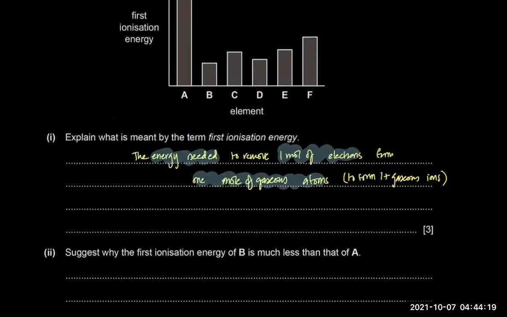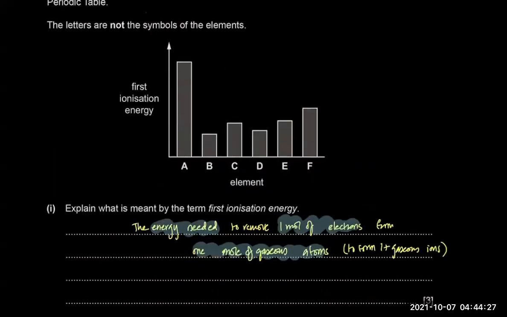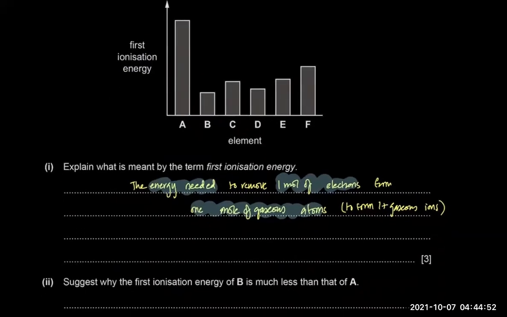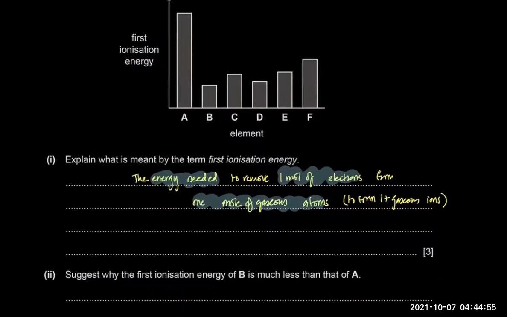Suggest why the first ionization energy of B is much less than that of A. So we have six successive elements. Just by looking at this graph, which group do you think element A belongs to? The next element has such a big drop. So which group do you think element A belongs to? Noble gases, right? So across the period, it was generally increasing and then suddenly decreased, because we went to the next period. So that means A is a noble gas and B is the next element, which is in group one.